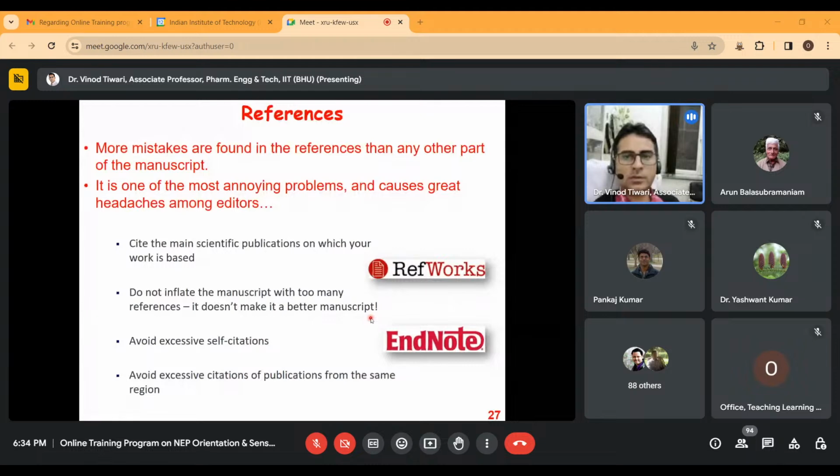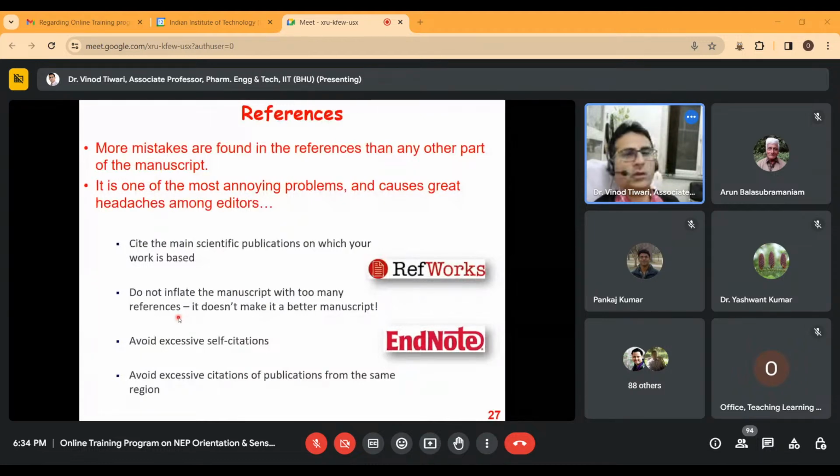These days, it's not a big issue because we have a lot of good software in the form of reference manager, reference works, EndNote, and so many others, which can help you to cite the work in a more appropriate manner according to the journal style. But make sure that you cite the main scientific publication on which your work is based. Do not inflate the manuscript with too many references. It is very, very important.